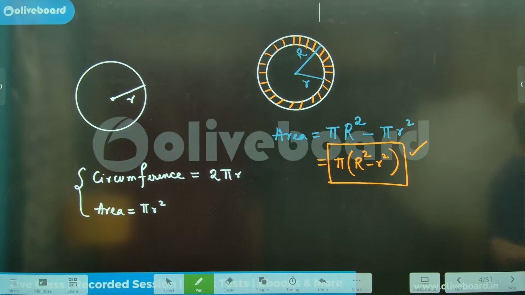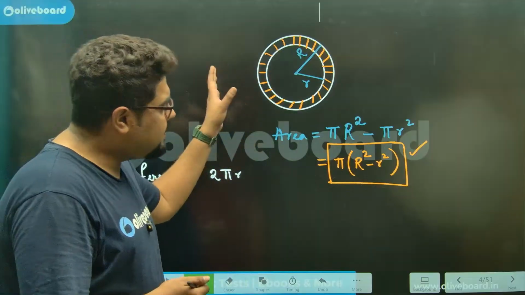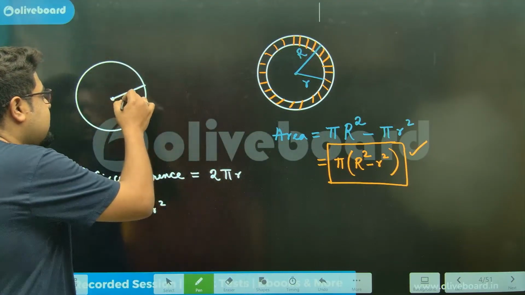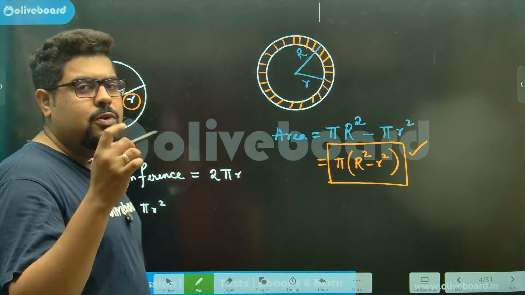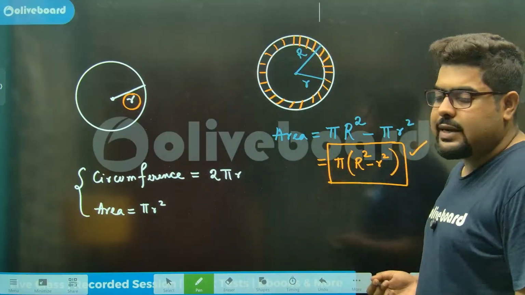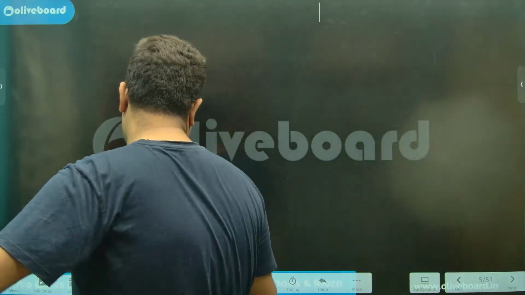Is this clear, everybody? Based on this simple formula, they had asked a lot of questions last year. Now, we'll go to questions. First, let's understand the theory part, because not much theory is required in circle, as circle is very simple. Why is circle simple? Because there is only one variable here, that is r. They cannot make circle difficult even if they want to. Now, the other parts, let's see.